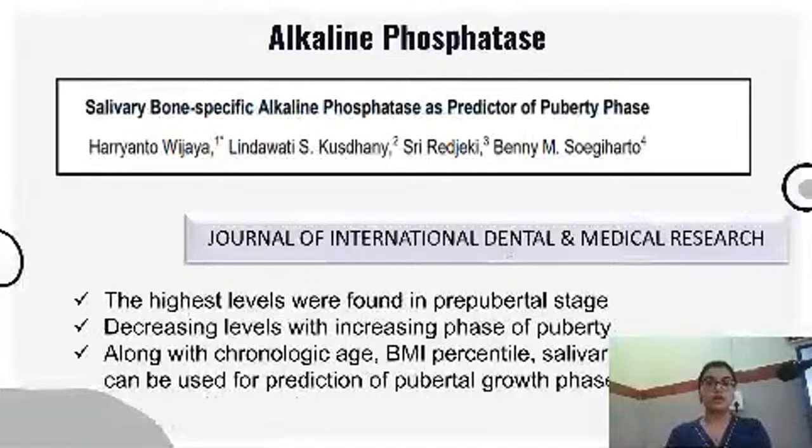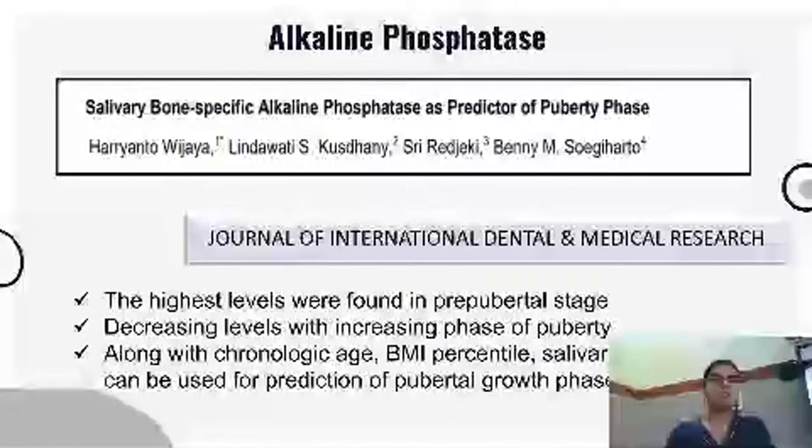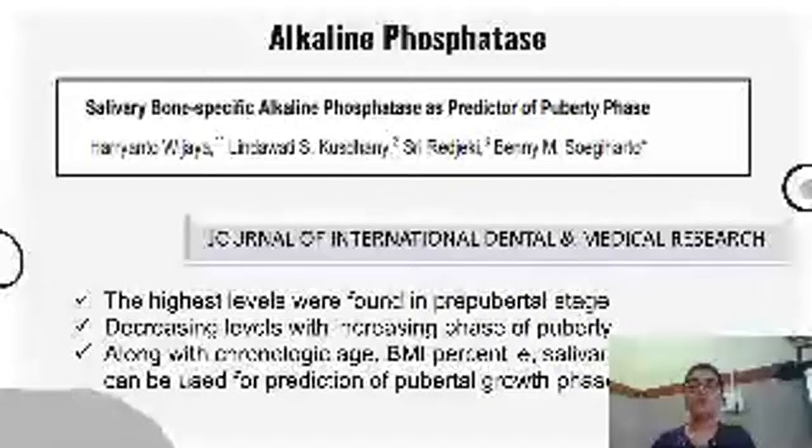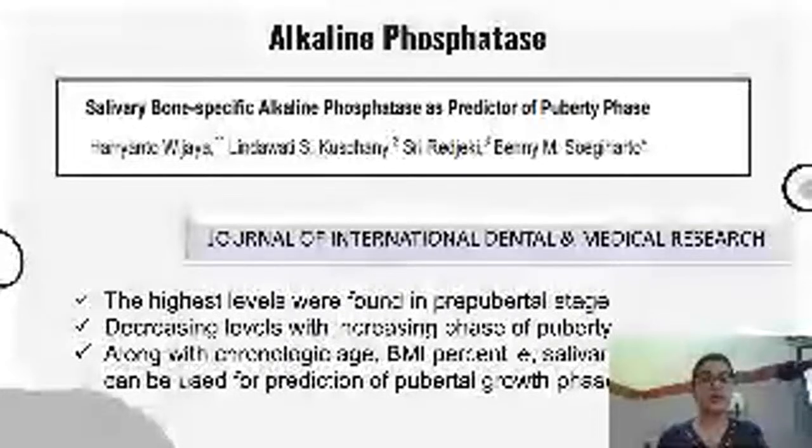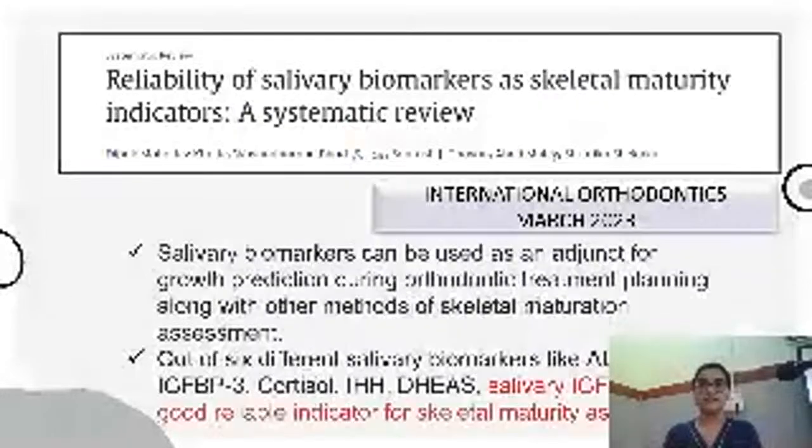This is another article by Vijaya et al., in which they stated that the highest levels of alkaline phosphatase were in the prepubertal stage. Decreased levels with increasing phase of puberty can be seen, and along with the chronological age and body mass index percentile, salivary bone alkaline phosphatase level can be used for prediction of pubertal growth phases.